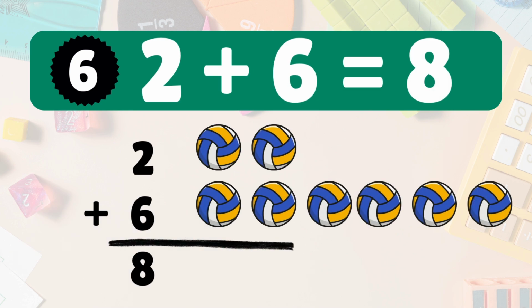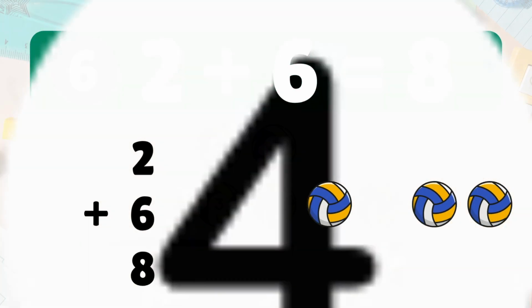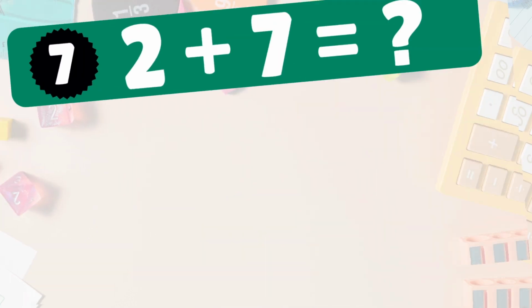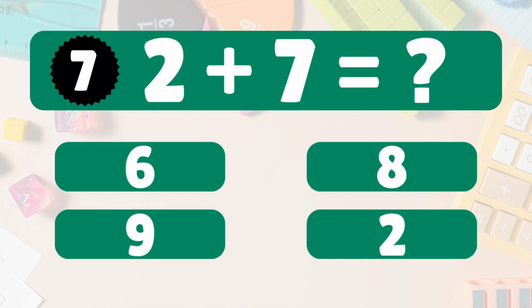Two plus 6 equals 8. 1, 2, 3, 4, 5, 6, 7, 8. Wow, you're a math star. 2 plus 7 equals what? Think.